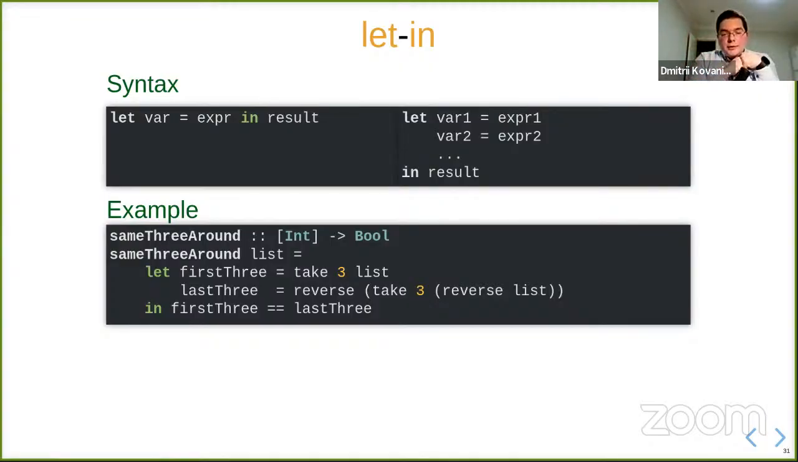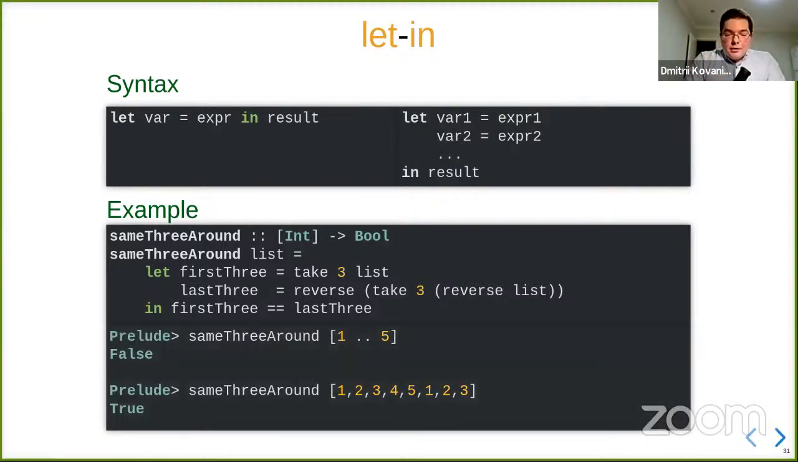And then after the in keyword, we just compare the first 3 elements of the list. And again, we see how it works. If the elements are not equal, they're not equal. If they're equal, the function returns true.